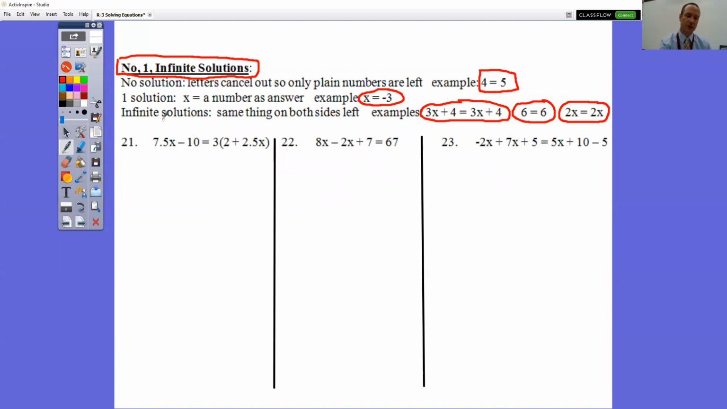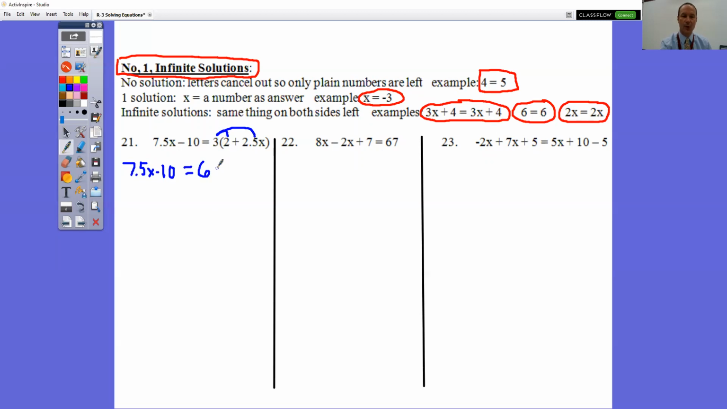So let's take a look at number 21. In number 21, we still have to follow that same order as before. We want to do the distributive property first. So we want to get rid of these parentheses by distributing and distributing. I didn't use my 7.5x minus 10 at the beginning of the problem, so I'm just going to bring that down. 3 times 2 is 6.